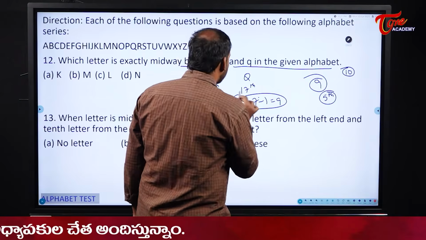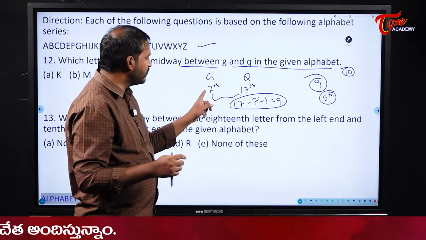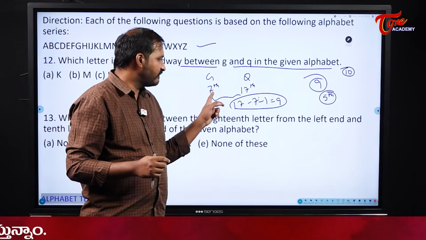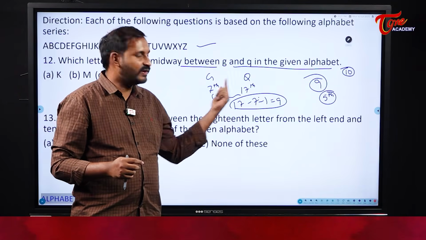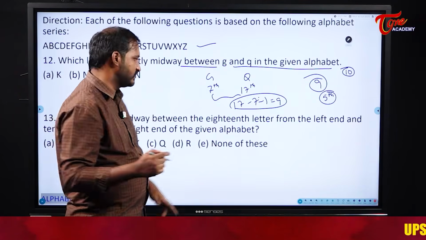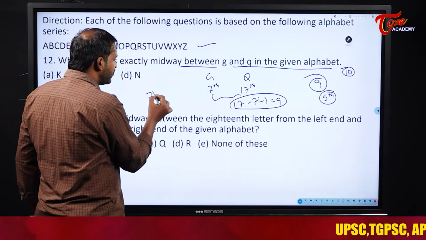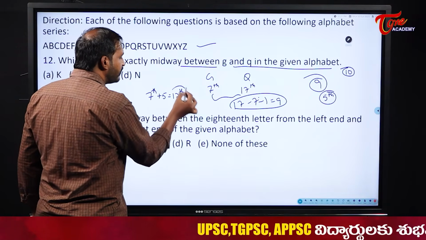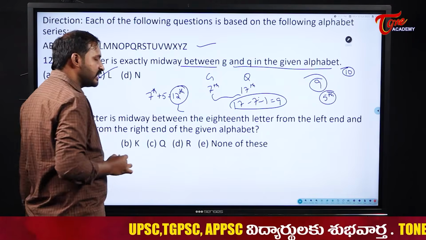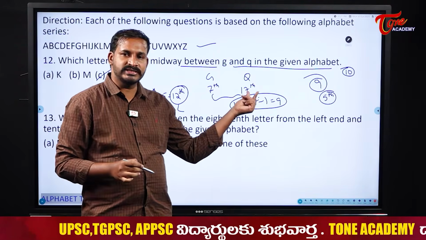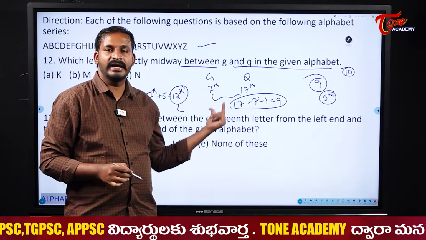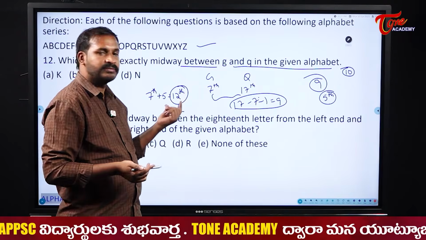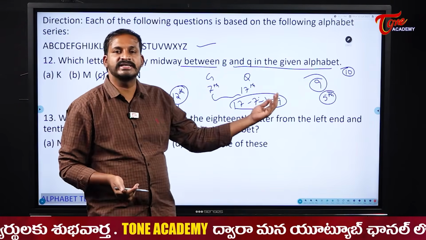Okay, sir. So, in 2 ways you can do. Either you add plus 5 to G or 7, or you can subtract 5 from Q. Anyway, you will get the same answer. So, 7th plus 5, what it becomes? 12th. So, what is the 12th alphabet for me? L. So, our answer here is L. Or else you can subtract also the same 5 from 17. 17 minus 5, it is 12. The same thing. You can add it to 7 or you can subtract it from 17.